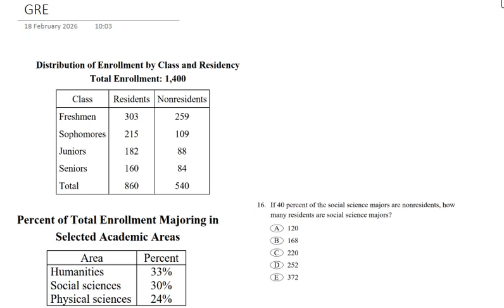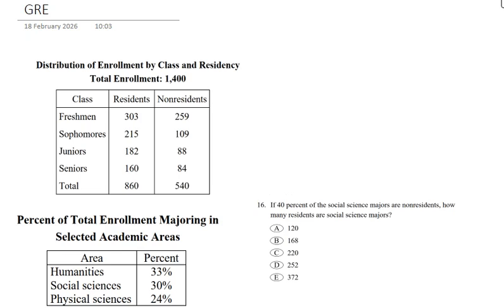So today we are going to carefully solve this question, and let us first understand all the information given in the table before jumping into the question. So at the top we are told distribution of enrollment by class and residency. The total enrollment is 1400. So the total number of the students at this institution is 1400. Now from the first table we can see the breakdown. Residents total is 860 and non-residents total is 540. So quick check, 860 plus 540 is 1400. So everything is consistent. Okay.